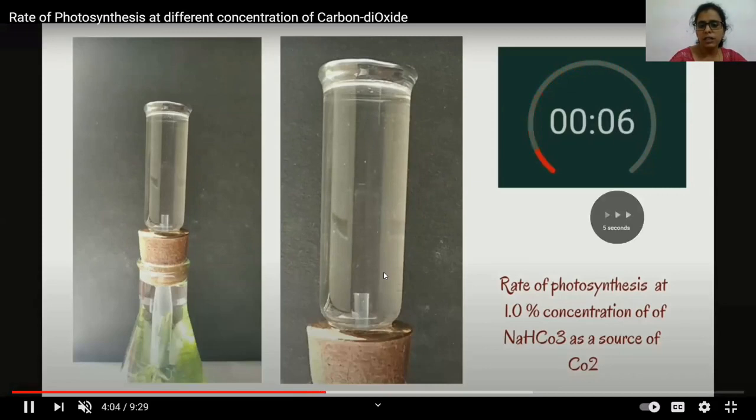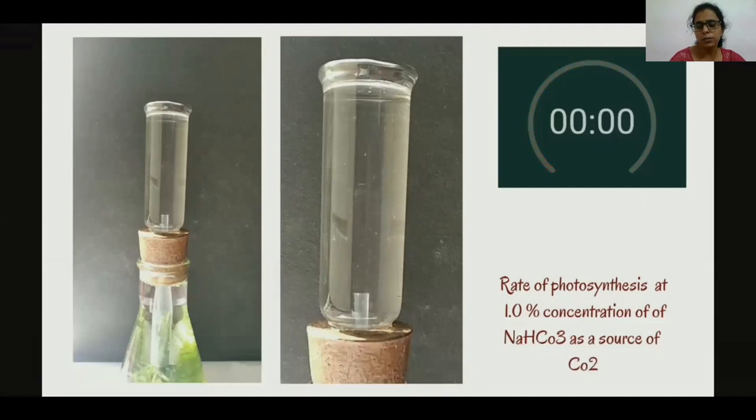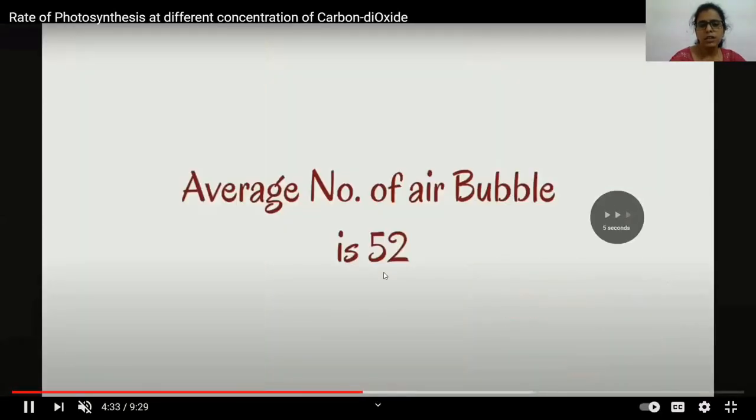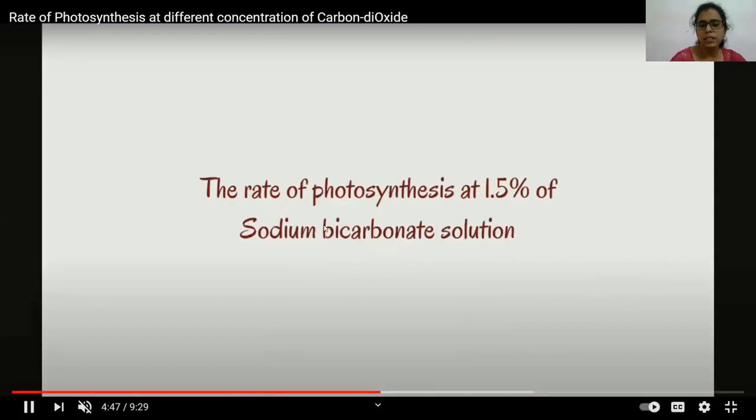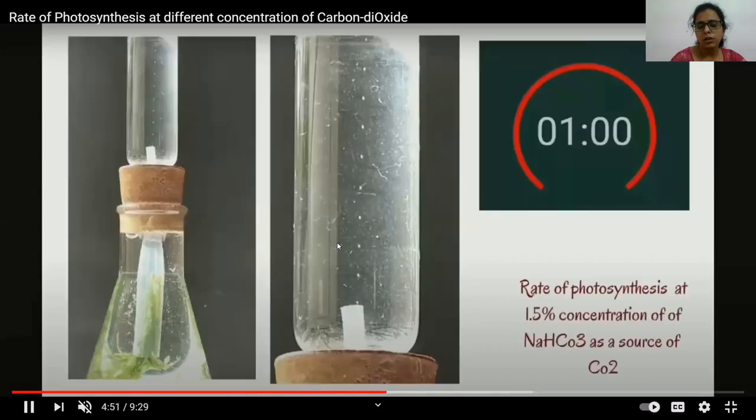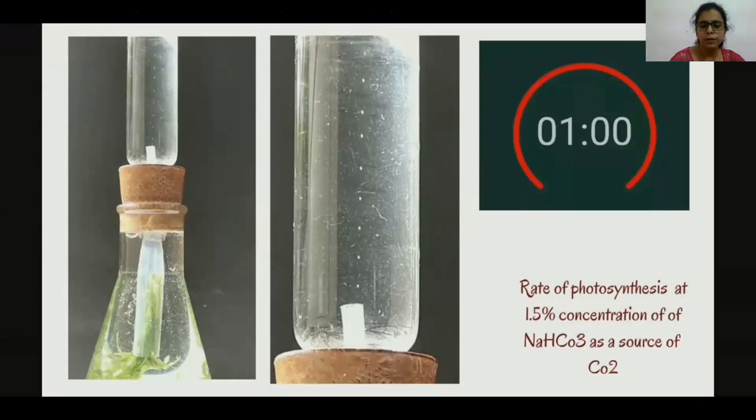Next, you have to take sodium hydrogen carbonate solution of 1.5% concentration. At 1% concentration, the average number of oxygen bubbles produced was 52. Now you have to investigate the rate of photosynthesis at 1.5% concentration solution of sodium hydrogen bicarbonate. Here you can make out that the oxygen bubbles are produced at a much faster rate compared to the previous two.